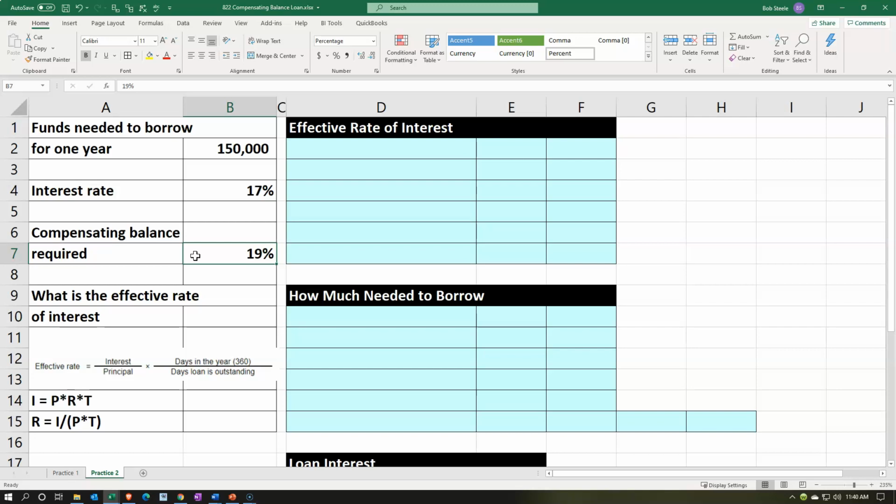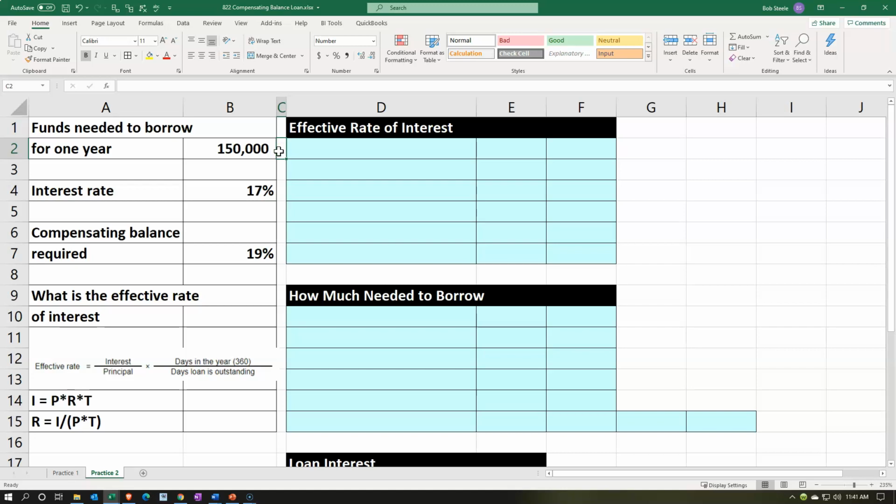This is what they would do, possibly another option instead of increasing the interest rate or charging fees. They can use a method such as this. So then our question is, what would the effective interest rate be if I was to compare it to other loans, so I can compare apples to apples, as they say. And how much would I have to borrow to actually use the 150,000?